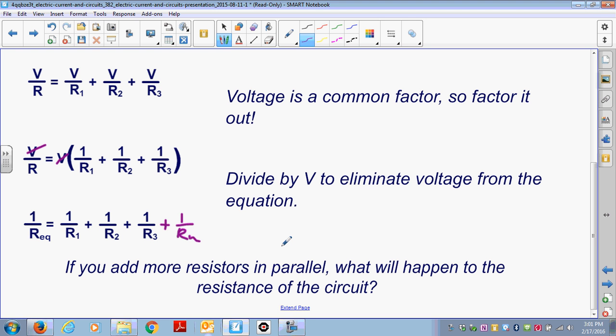If you add more resistors in parallel, what will happen to the resistance of the circuit then? Hopefully you said it will reduce the resistance. The more resistors you add in parallel, the lower the resistance gets.